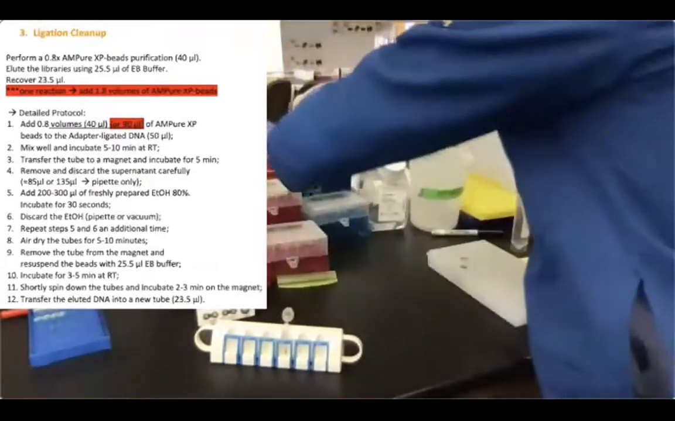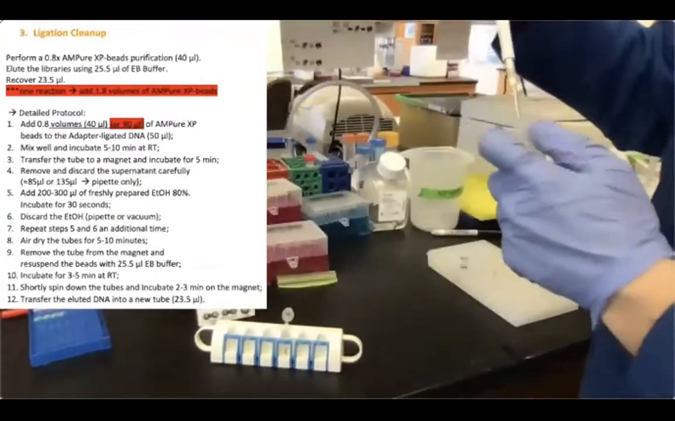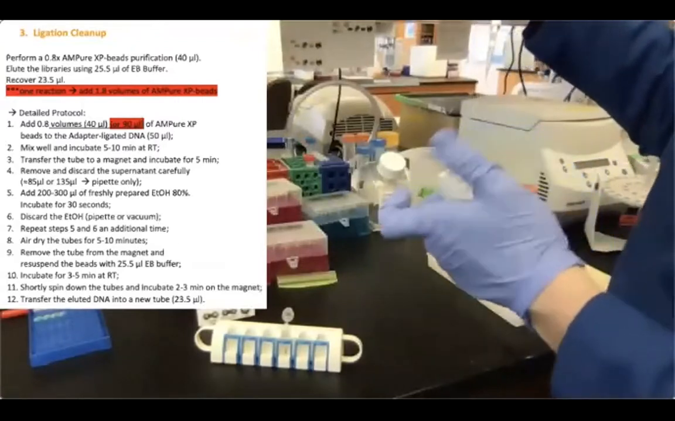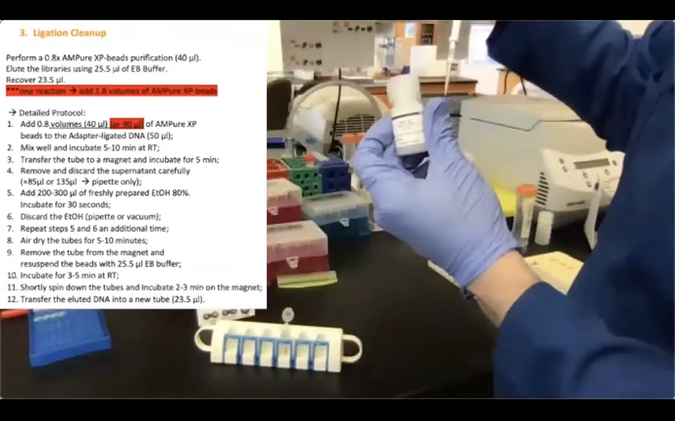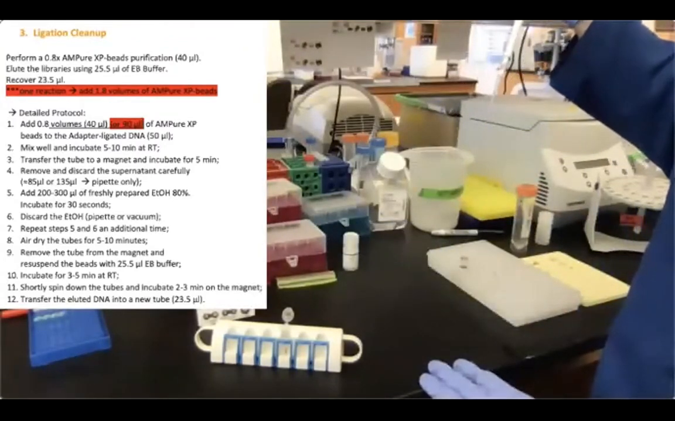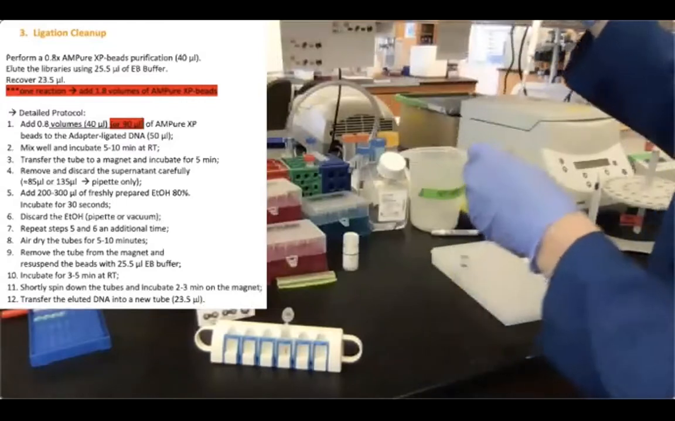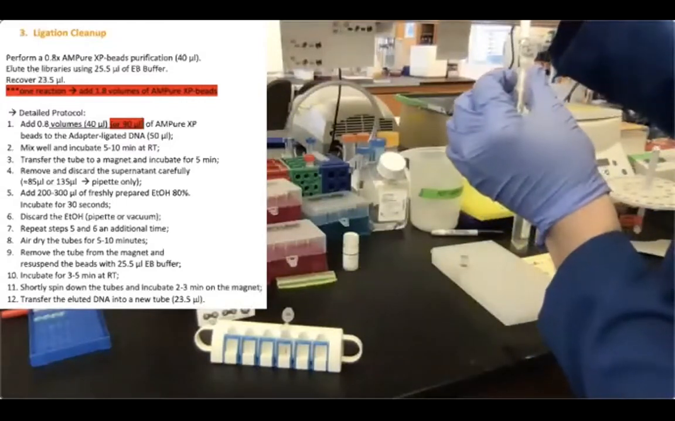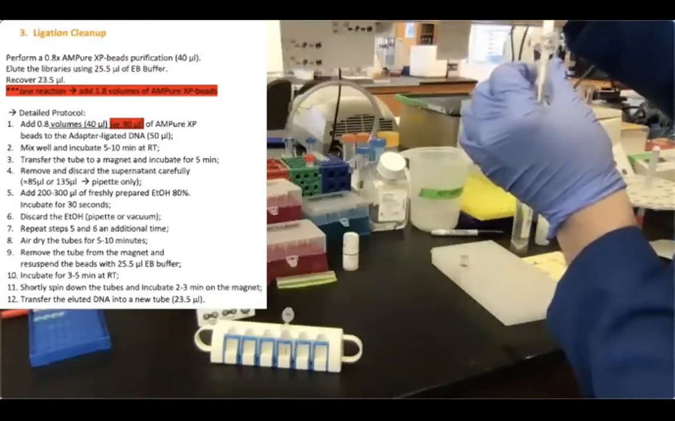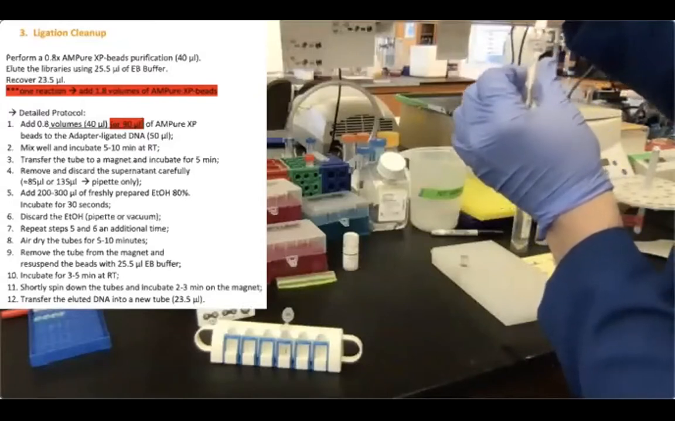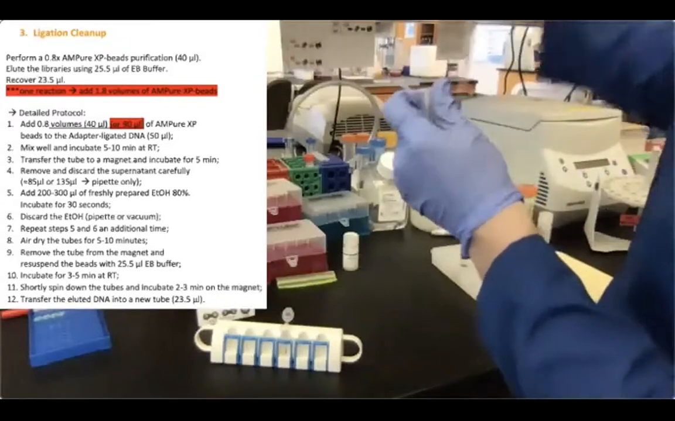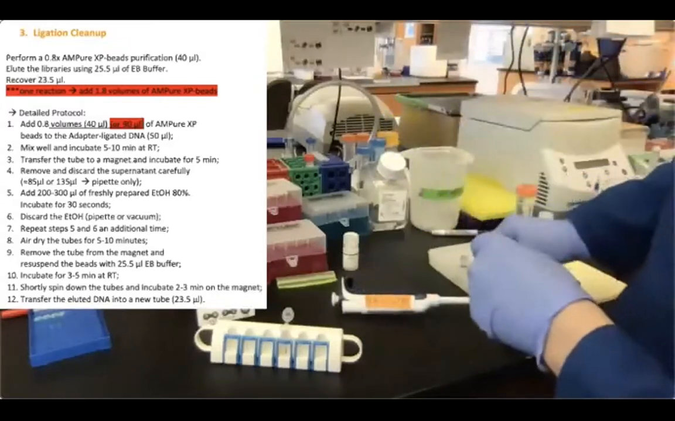So I'm adding to my tube 25.5 microliters of the Elution buffer. The Elution buffer that I'm using right now is EV buffer from Qiagen, which is basically 10 millimolar Tris pH 8. So you can do it in the lab. So I'm just going to resuspend it. And as you can see, it was pretty easy to resuspend. And there you go. Okay, so we resuspended my beads.